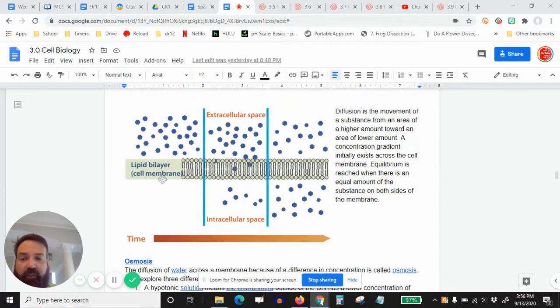So we start off in the diagram with nowhere near equilibrium. We start moving towards equilibrium in the middle of the diagram, and at the end of it, we've reached equilibrium with particles moving in and out equally.